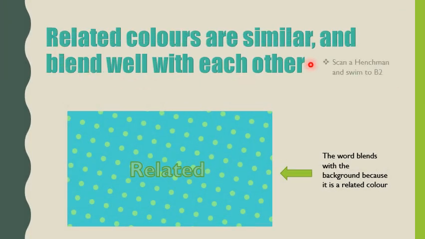Right, now related colors are similar and they blend well with each other. If we look at this picture here, the background is blue and green. The word that we've used is green in color. So it sort of blends with the background. It doesn't stand out very much. It's not as easy to see.